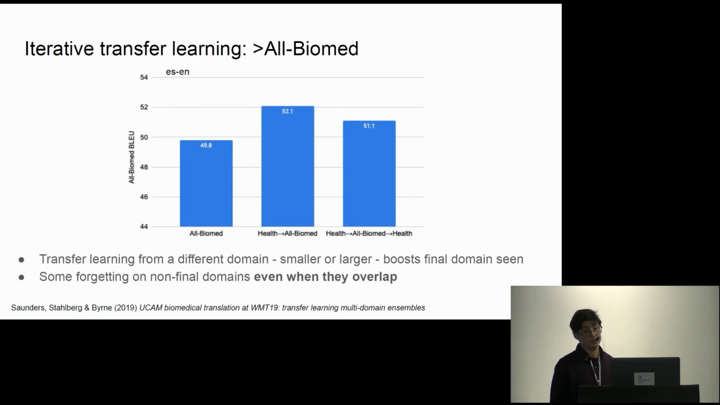Not very much. These are very related domains. But a little bit of forgetting even in this kind of almost ideal case. So this is the forgetting problem. And this is very brief tuning, on very similar domains. If you have very different domains, this problem becomes a lot more severe.